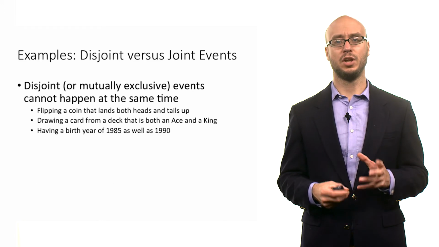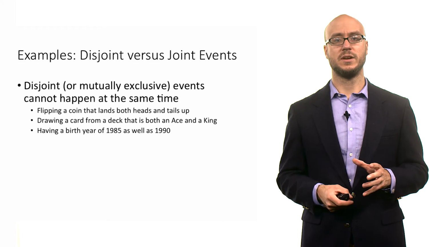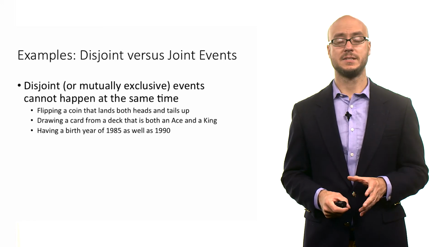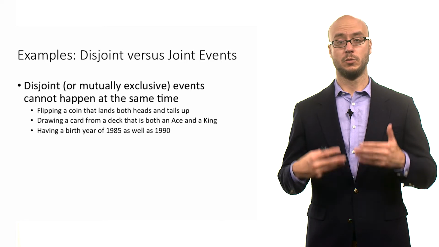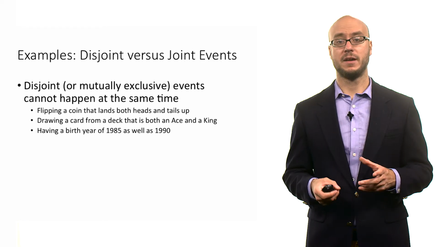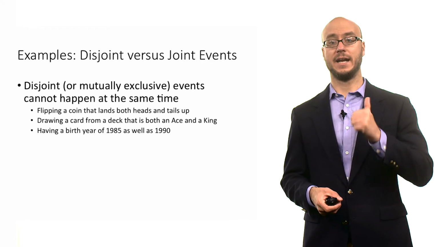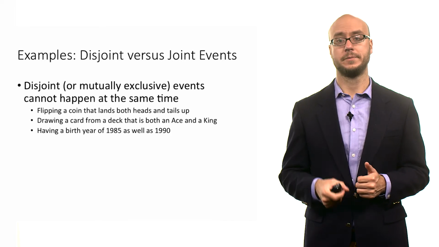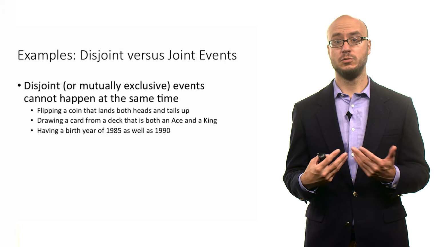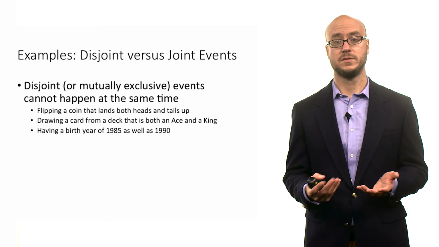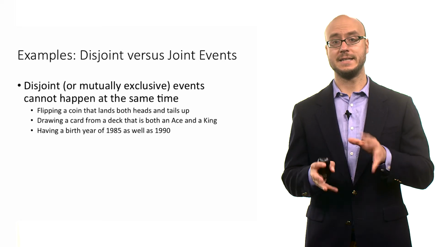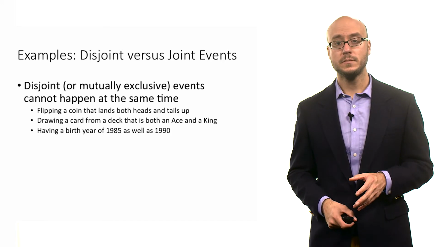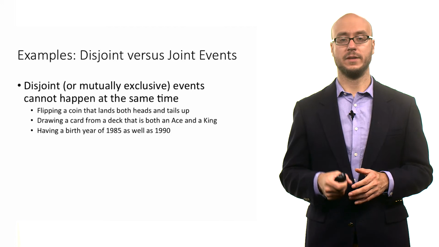So here's an example of joint versus disjoint events. Disjoint events are just mutually exclusive. They can't happen at the same time. If you look at a sample space of flipping a fair coin, you have the probability of getting heads or the probability of getting tails up for that one coin flip. These are two disjoint events. They're mutually exclusive. When you flip a coin, you can't get heads and tails. It's either heads up or tails up in that one coin flip.